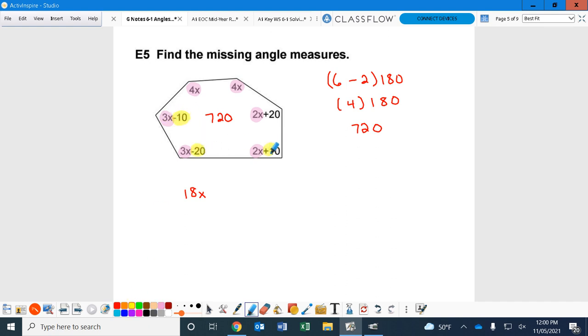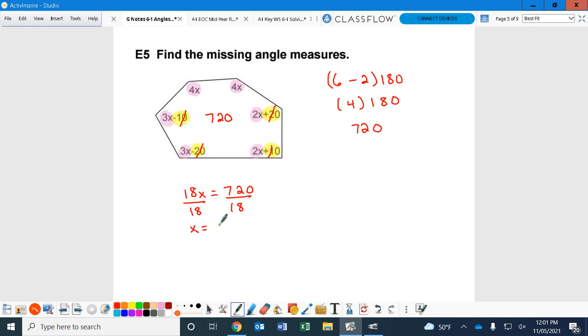We figured this out earlier though. Guys, what happens to the negative 10 and the positive 10? And then the negative 20 and the positive 20? Cancels out. So it's just 18x equals 720. If you divide both sides by 18, that's going to put you at x equals, and then we're just going to do 720 divided by 18. What's that give us?